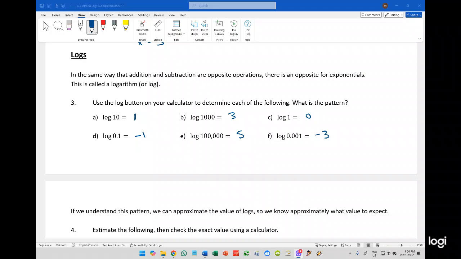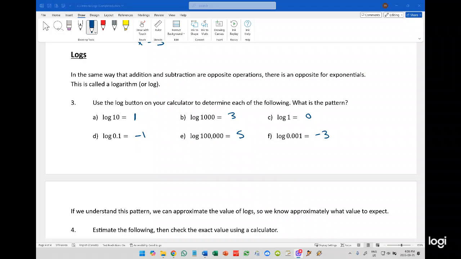Alrighty, so these are the numbers you should have gotten. And if you looked at them and you recognize what the pattern is, it's essentially the number of zeros you see before or after the 1. So log of 10, there's 1 zero after the 1 in the 10. 1,000 has 3 zeros after the 1. 1 has no zeros after the 1. So the log of 1 is just 0. If you have 0.1, the decimals move the other way, so it's -1.